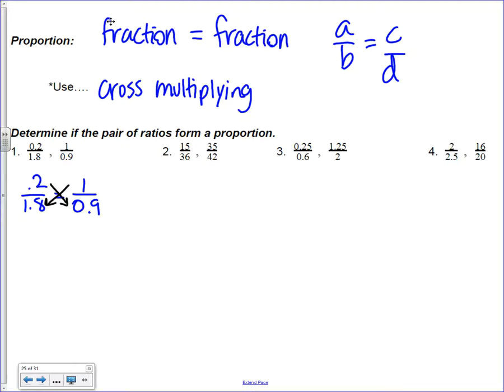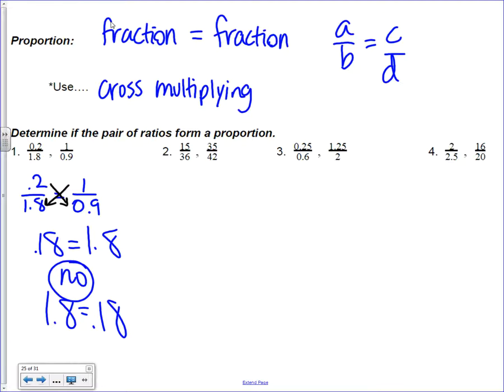What do I get if I take 0.2 times 0.9? How about if I do 1.8 times 1? Folks, would it matter if I had it in this order or if I had it in this order? Does that matter? No. Are they the same? Say what? Those are not the same. That decimal point is not in the same place. How are we doing there?